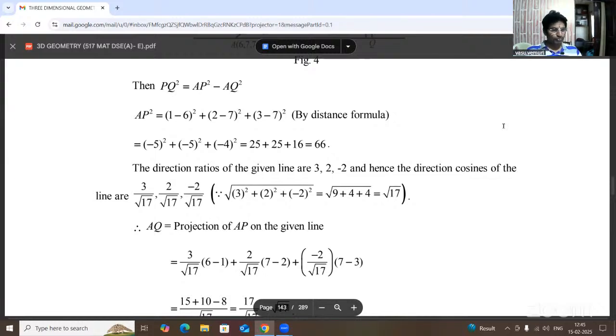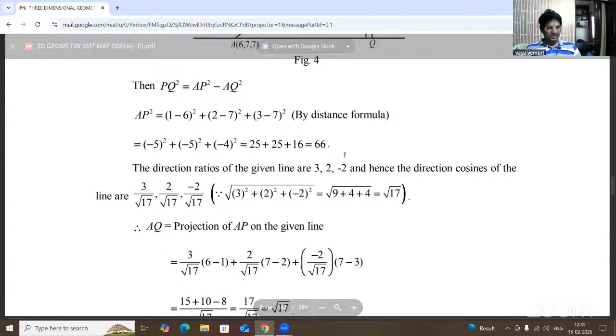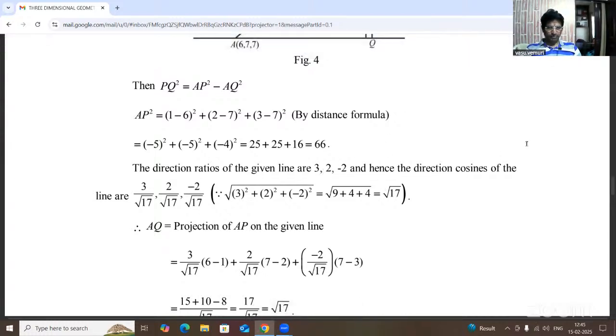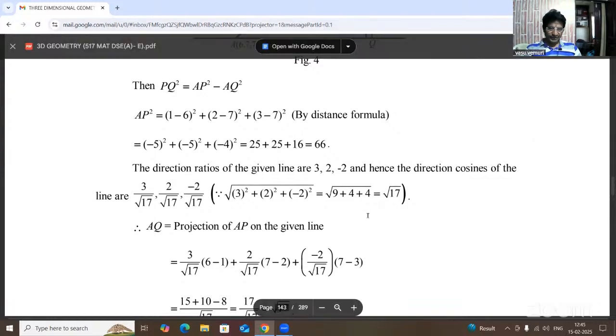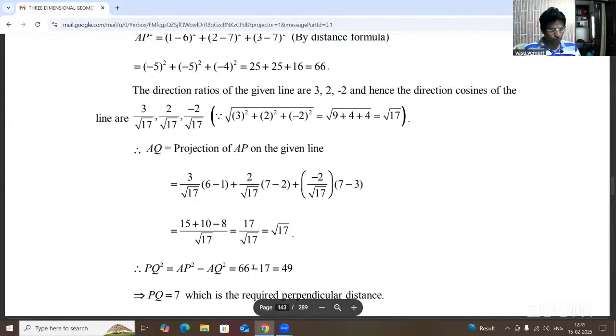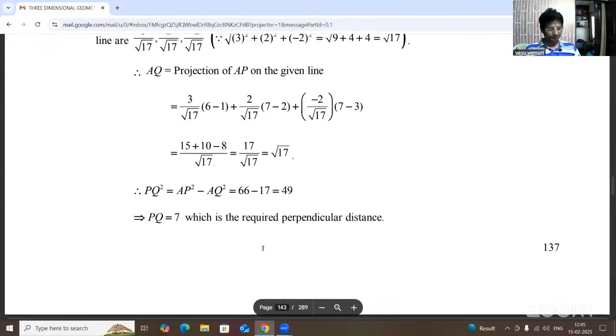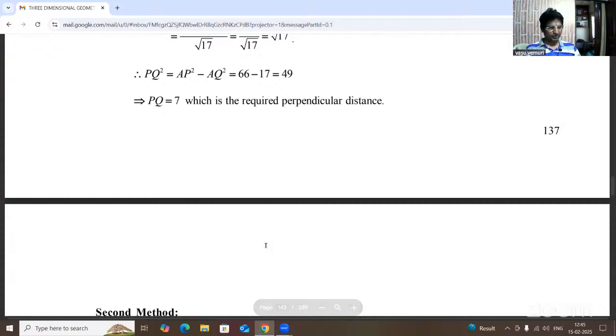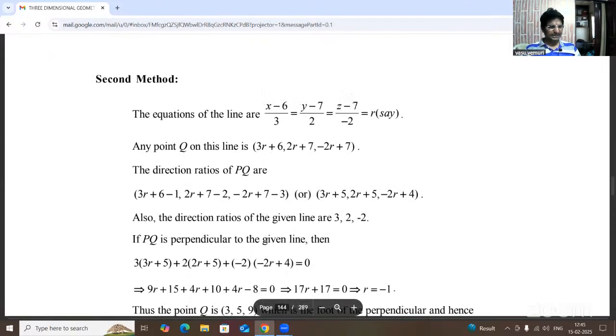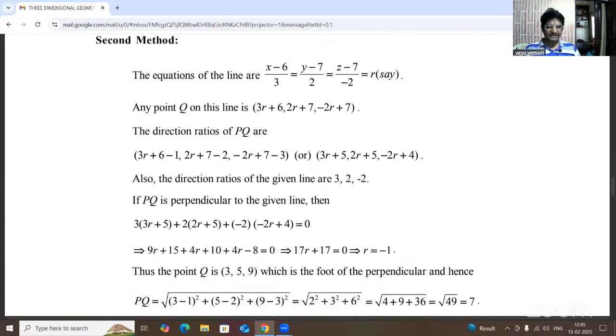M of 2 by root 7 into 7 minus 2 plus minus 2 by root 7 into L of x2 minus x1 plus M of y2 minus y1 plus N of z2 minus z1. We are getting the distance. So that value is 7. That is the required perpendicular distance. This is the second method. Just you have to see and practice this one.